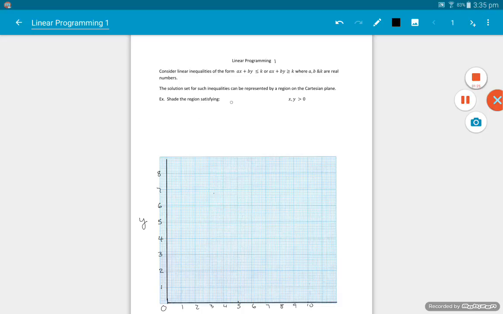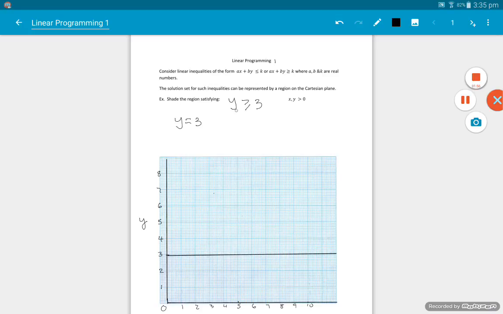Let us now consider another very simple inequality, y greater than or equal to 3. Once again, I change this into an equation, y equal to 3, and then we're going to draw the line which represents y equal to 3. The line y equal to 3 is a horizontal line passing through y equal to 3.